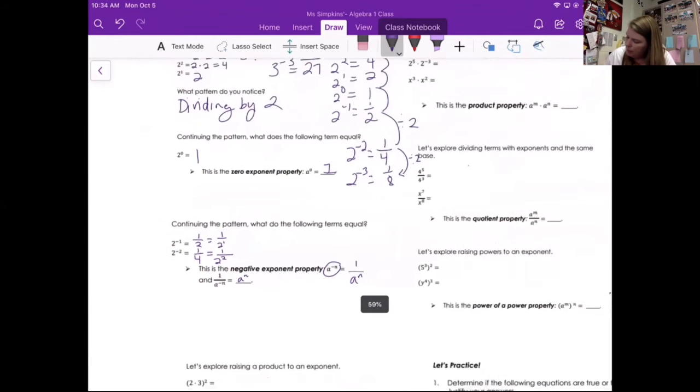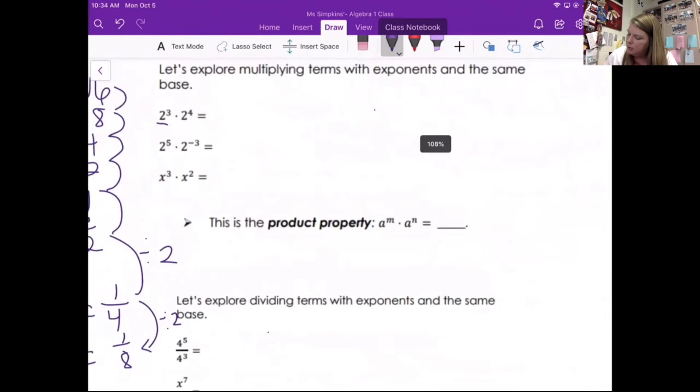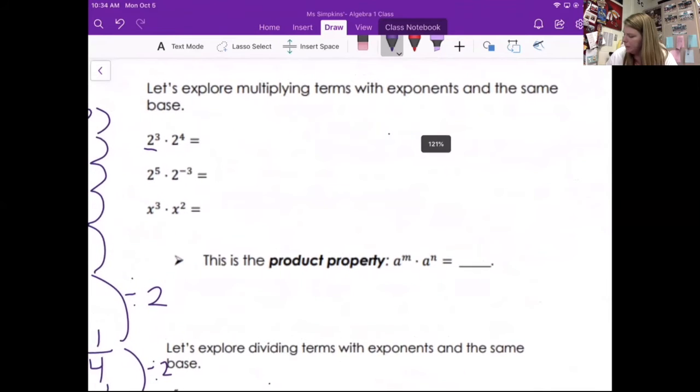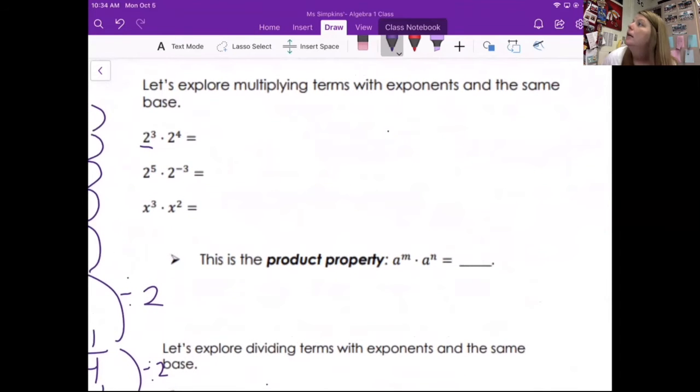All right, let's look at a couple more rules. So the product property was the first one y'all looked at. You may have looked at it on Thursday. It's saying when I add or multiply 2 things that have the same base, when I say base, I'm talking about that big number, I can add their exponents together. So 2 to the 3rd times 2 to the 4th would give me 2 to the 7th power, not 2 to the 12th power.